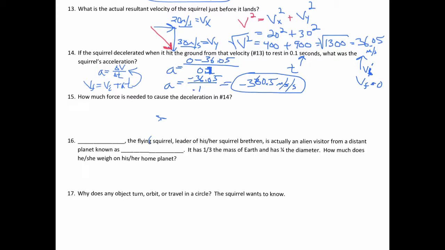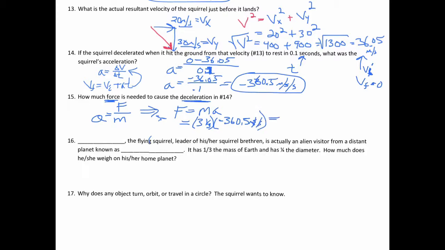Alright, so how much force is needed to cause the deceleration in number 14? So how much force is the ground pushing up on our squirrel here? Well, if we want force and we're dealing with acceleration or deceleration, that has to do with mass as well. So we want the force, so we're going to use F equals ma, which is actually what shows up on your formula sheet. The mass was 3 kilograms, if I do remember correctly. Acceleration is negative 360.5 meters per second squared.